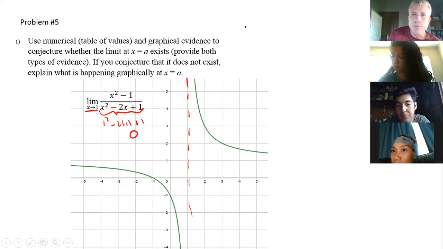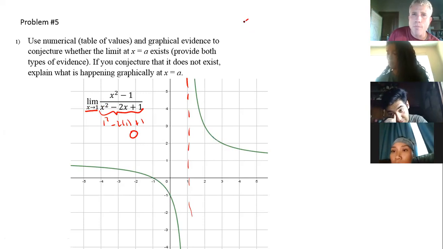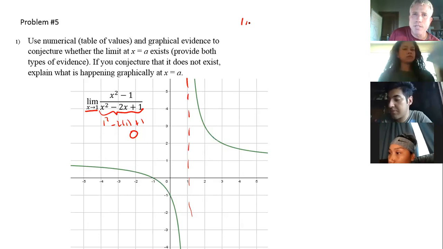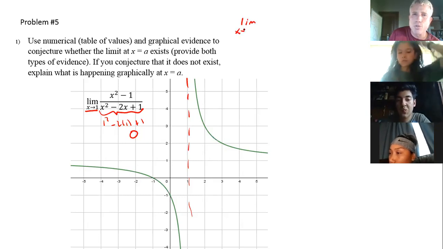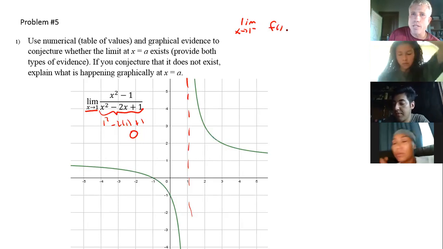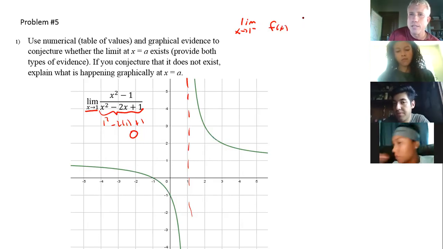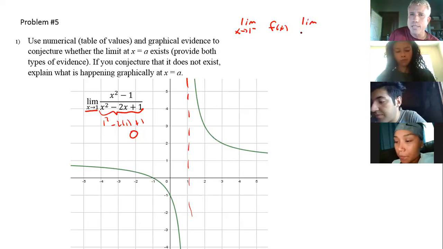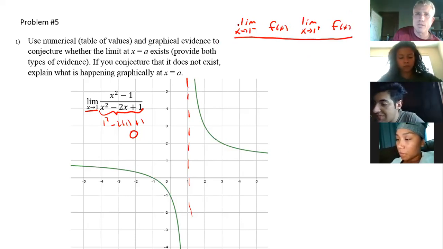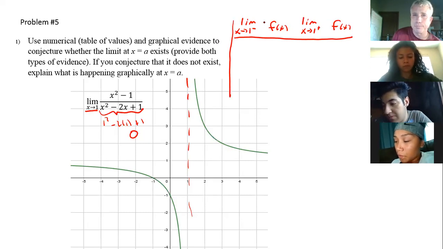And then if we were doing a table, we would play the same game that we just did. We'd say, hey, I'm going to look at the two one-sided limits. I'm going to look at the limit as x goes to 1 from the negative side, and I need to evaluate the function at those numbers I get. And then I want to take the limit as x goes to 1 from the positive side, and evaluate the function at those numbers. And then you're just going to make a table.